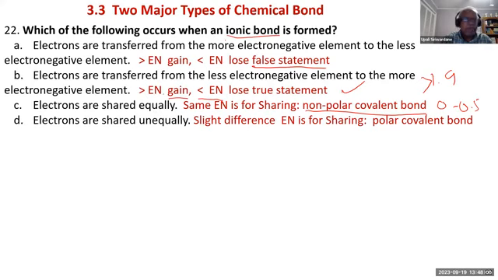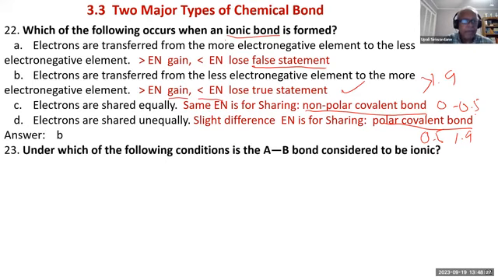B is the correct answer. An electronegativity difference between 0.5 and 1.9 is a polar covalent bond, as we showed you in the previous slide. So for this question, an ionic bond is formed when the electronegativity difference is greater than 1.9. B is the correct answer.